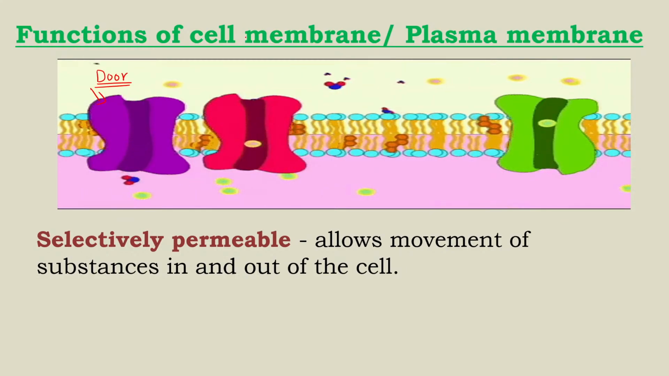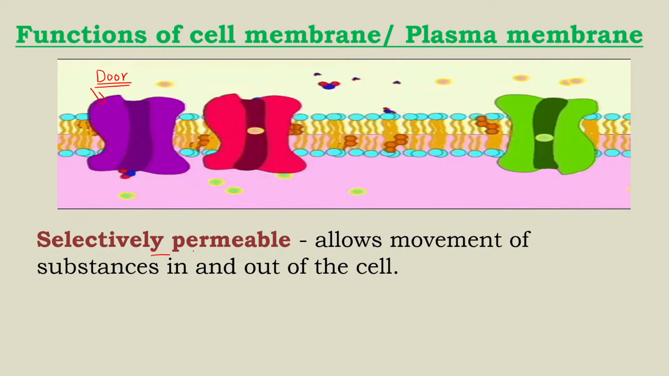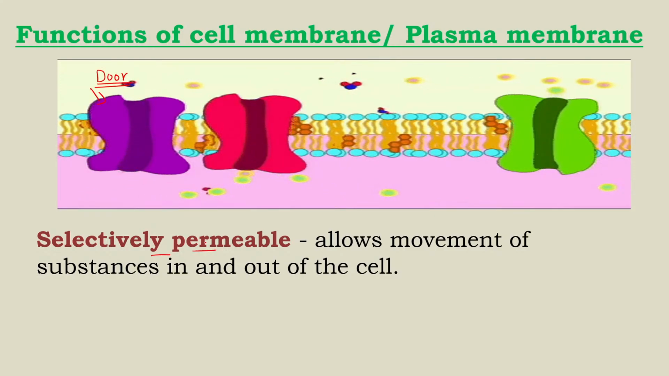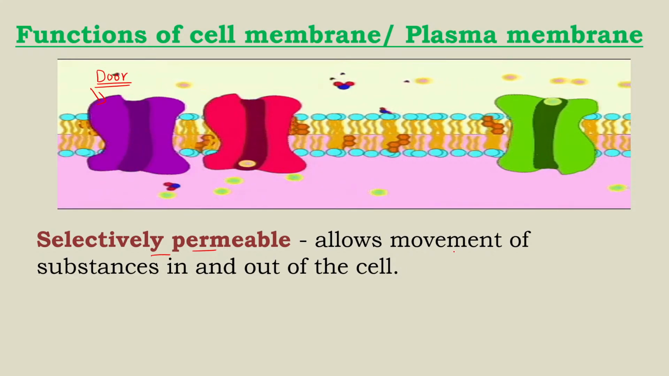Similarly, the cell membrane, these pores which are there, are called selectively permeable. What do you mean by selectively permeable? They are going to select who is going to go inside and who is going to come out.